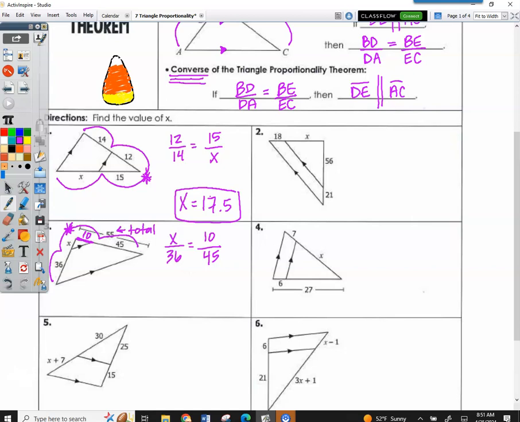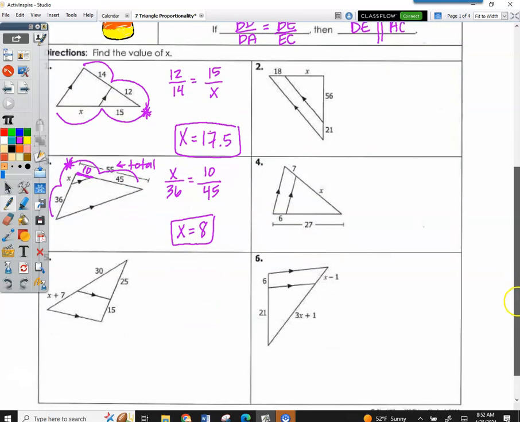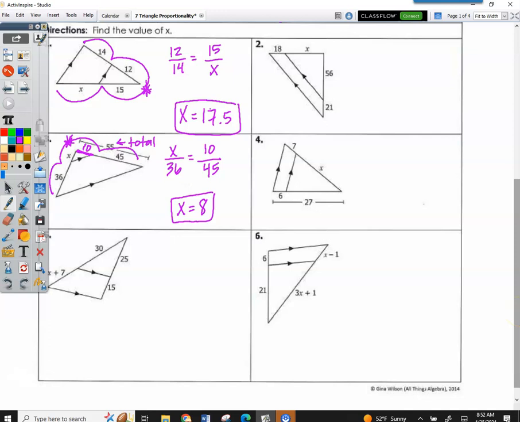Did you get 8? Will, did you get 8? All right, level it up. Go to number 5.